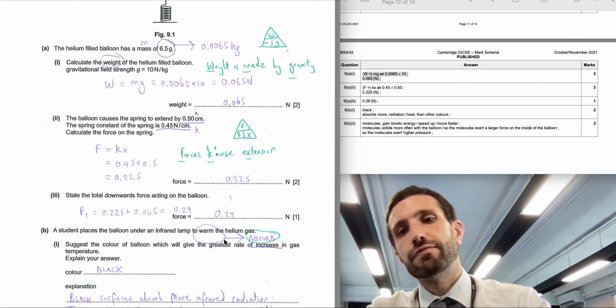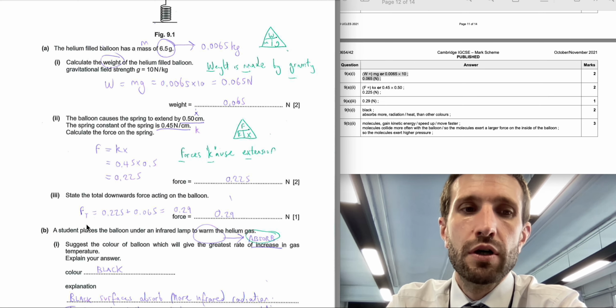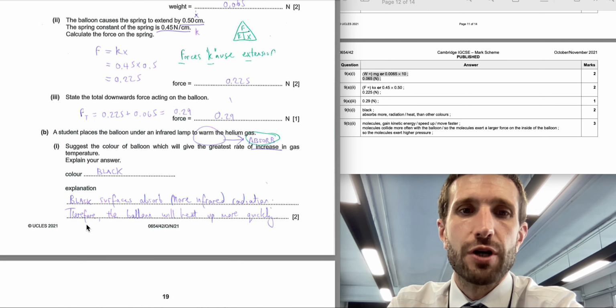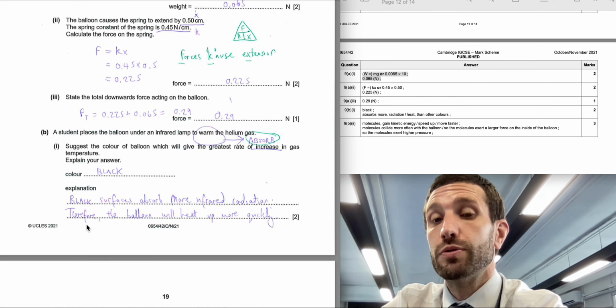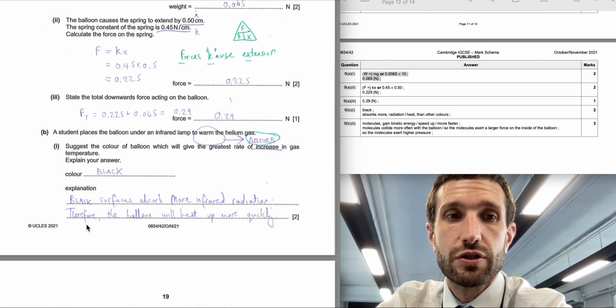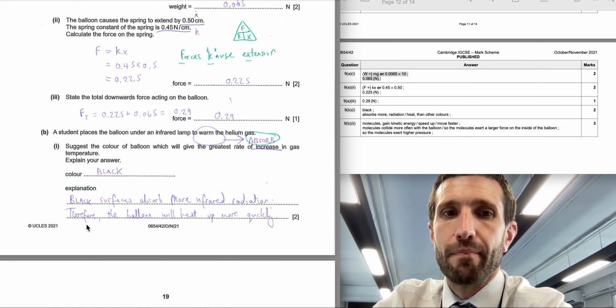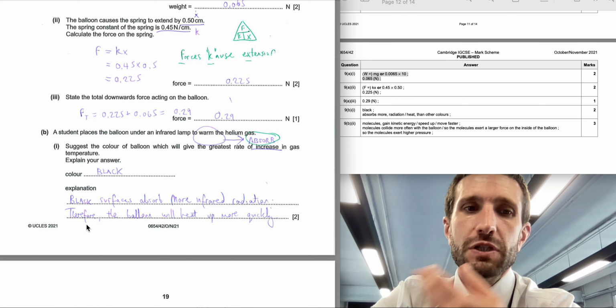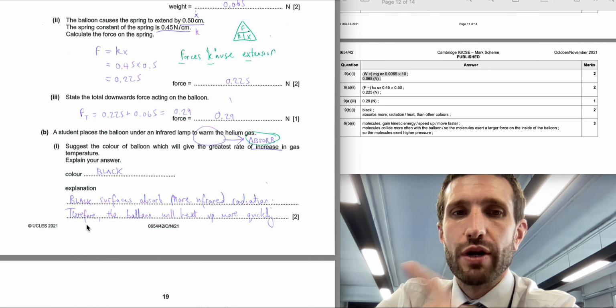We then take a kind of left turn to talk a little bit about temperature. In these questions, we often combine multiple different bits of physics. That's one of the features of this syllabus. The student places the balloon under an infrared lamp. Suggest the colour balloon which would give the greatest rate of increase.